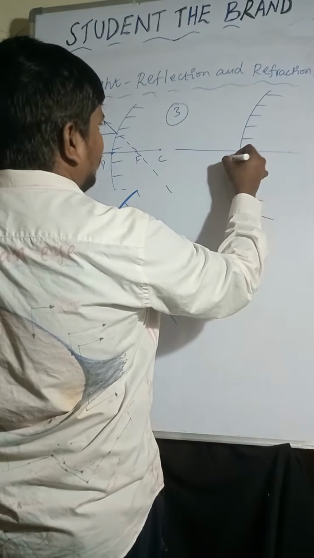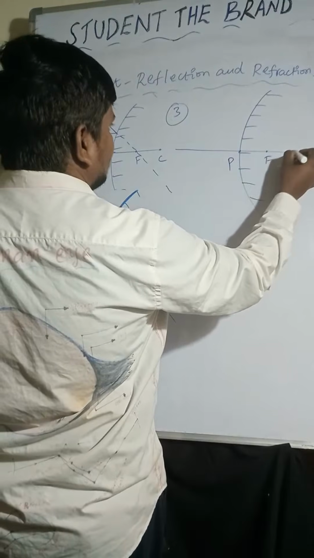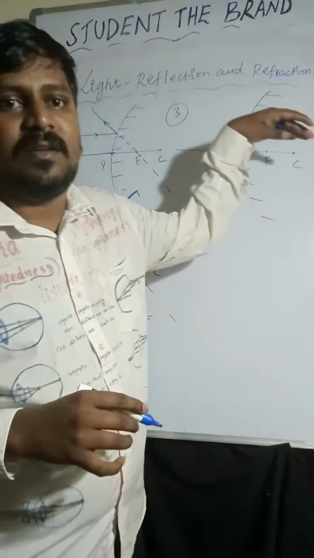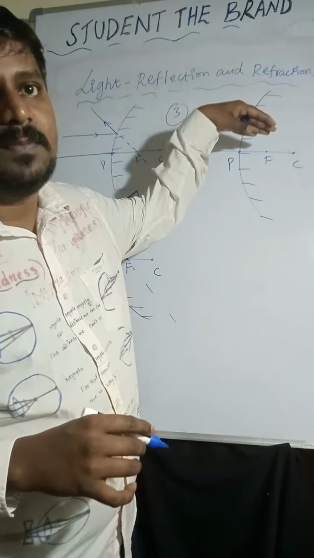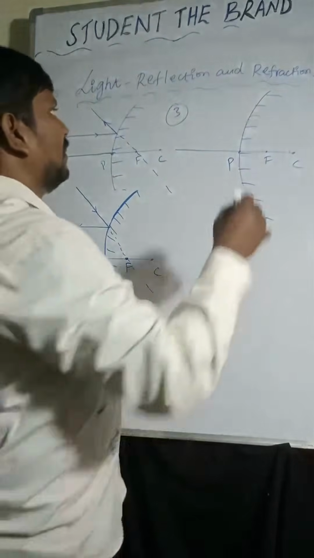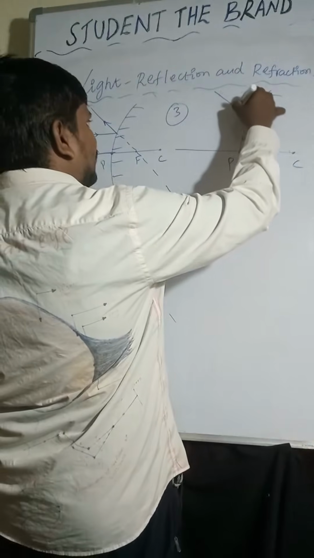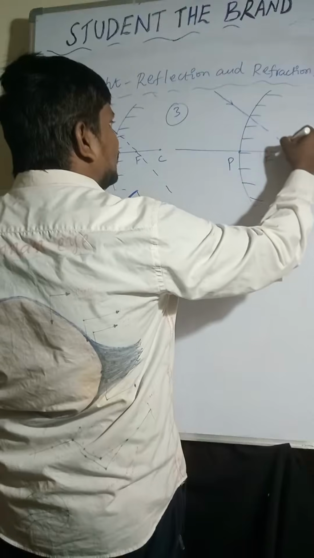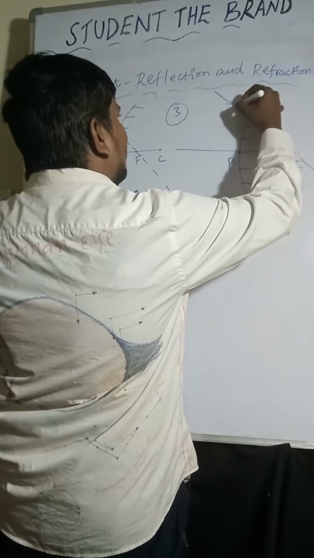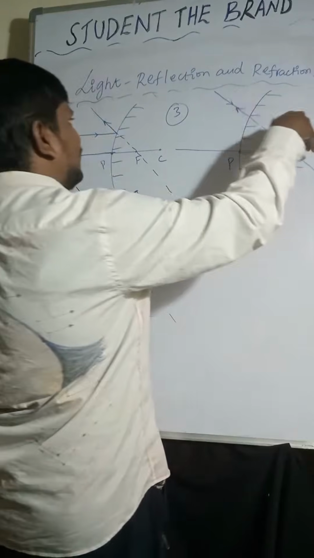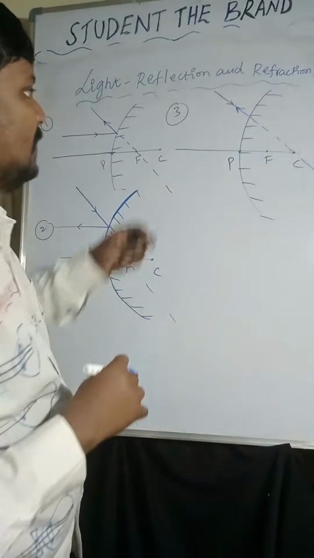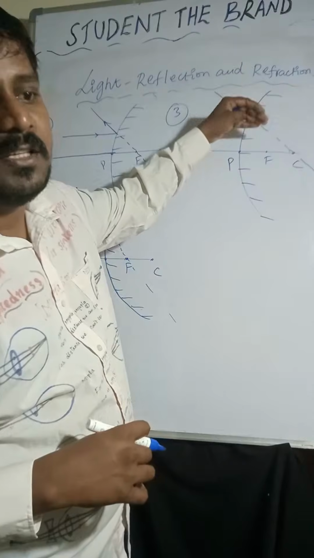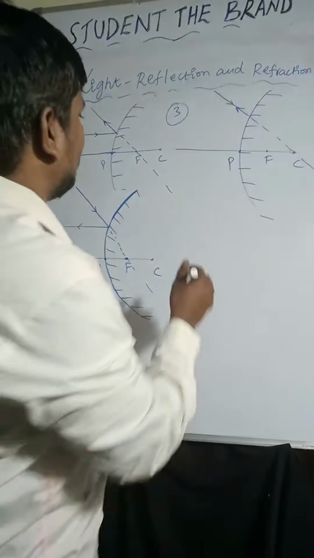This is the pole, focus, center of curvature. The light ray is passing through the center of curvature. You can observe here, I'm taking it like this. Okay, so it passes through the center of curvature. After reflection, it retraces its original path.